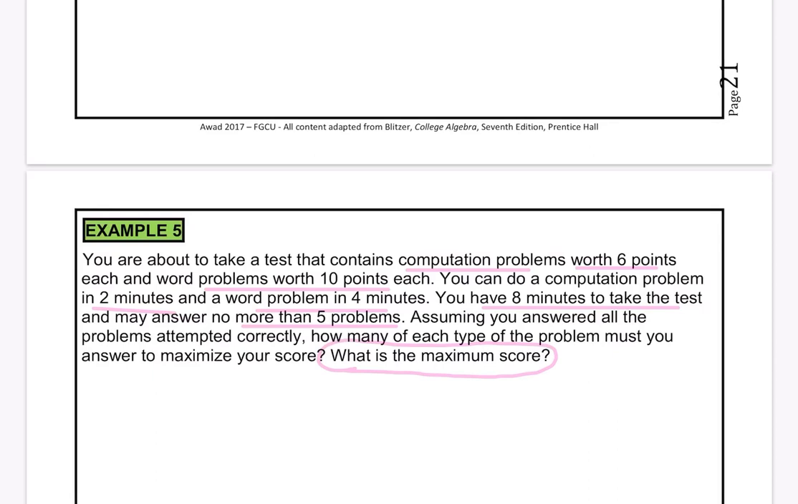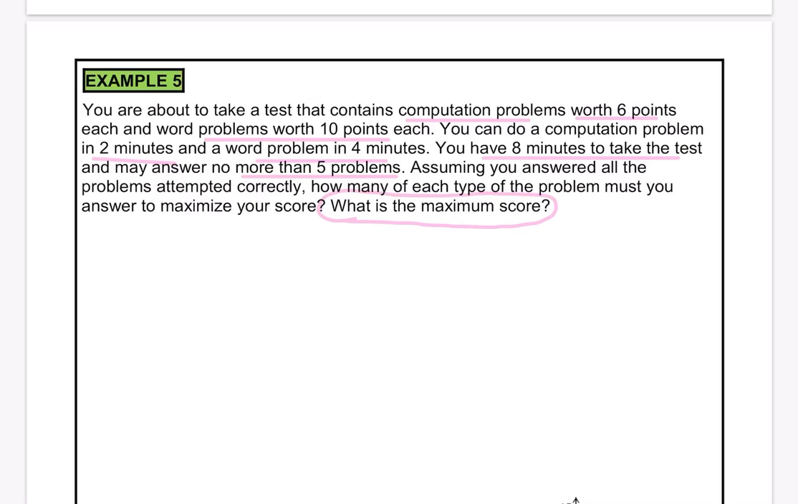Let me set this up, and then we'll see how we solve it. For this particular problem, you're going to take the test, and there are two types of problems: computational problems and word problems. So you're going to do some set of problems. Let's say X is the number of computational problems that you're going to do, and Y is the number of word problems. Let's say CP means computational problems, WP means word problems, and so on.